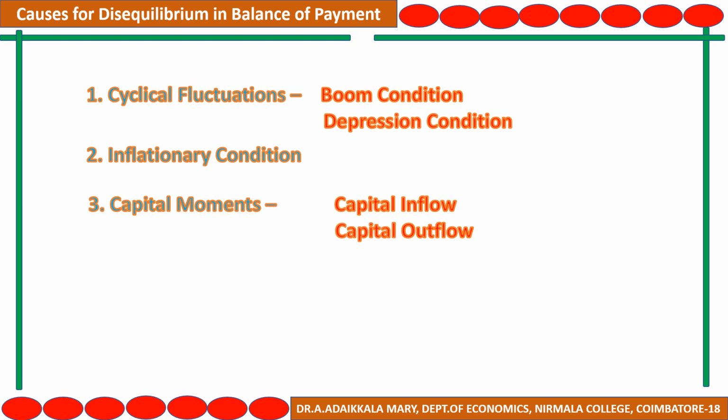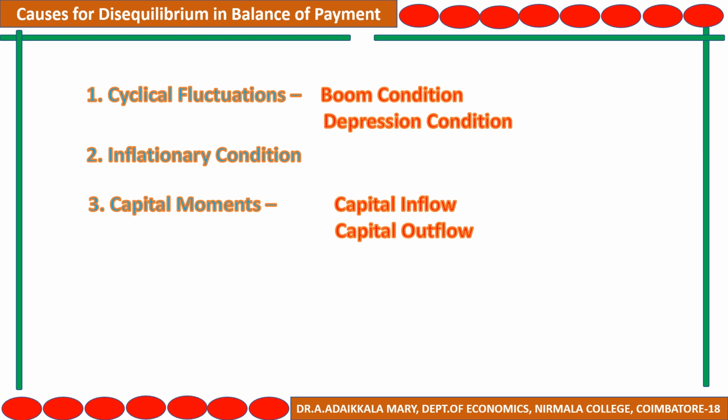Third one is capital movements. Capital movements can be of two types. First one, capital inflow. Second one, capital outflow. Capital inflow refers to borrowing of money from outside. A huge inflow of capital from outside means huge repayment of the money with interest paid by the country. This means money going out is greater than money coming in. So this leads to unfavorable balance of payment.